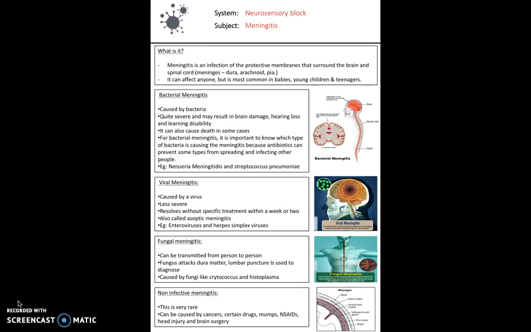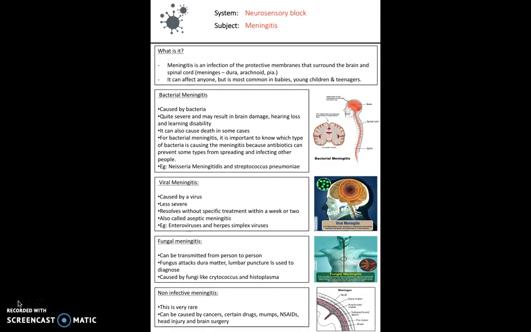Next, we have meningitis. There are several categories which meningitis can fall into, with bacterial meningitis being the most severe. Meningitis is an infection of the protective membranes, or the meninges, of the brain and spinal cord, and these are dura, arachnoid, and pia from outside inwards. It can affect anyone, however, it's very common in teenagers and young children.